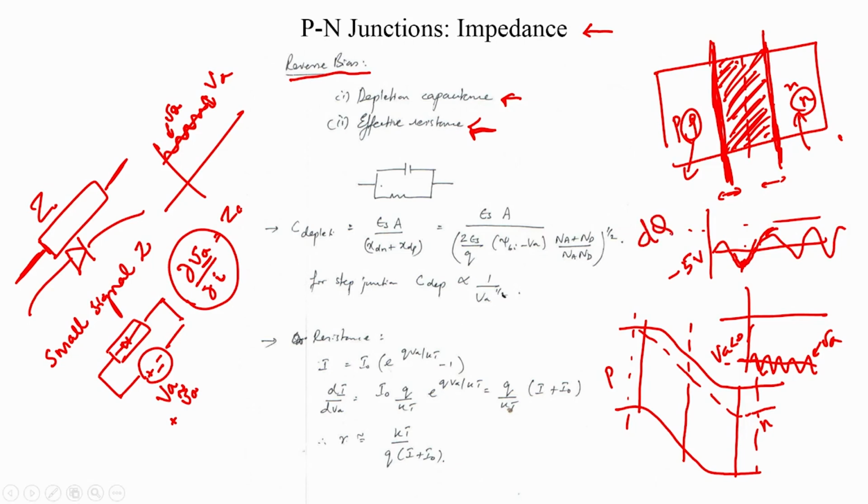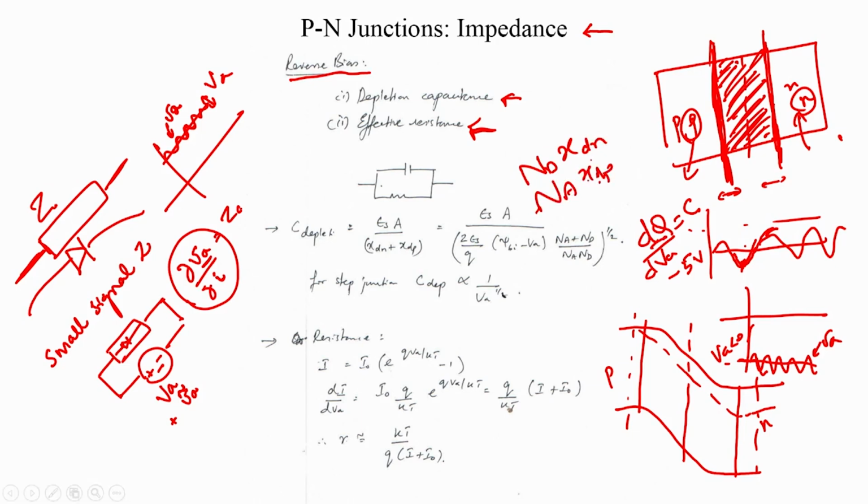And since there is an effective fluctuation in the charge, we can calculate dq by dVA and say that this is your effective small signal capacitance. So that is what we did in the case of a metal semiconductor junction. So what is dq by dVA? Q is nothing but Nd into xdn on the N side and Na into xdp on the P side.